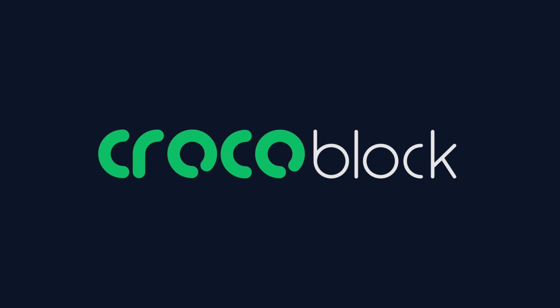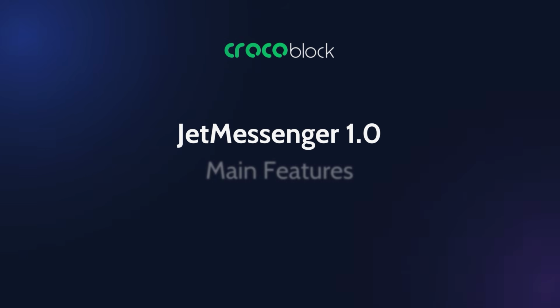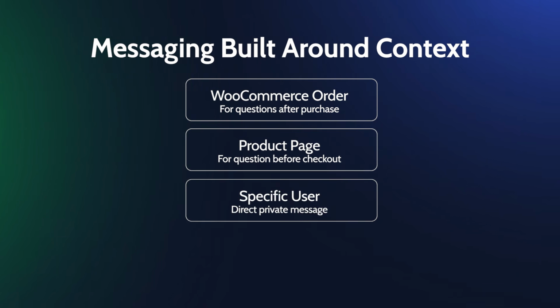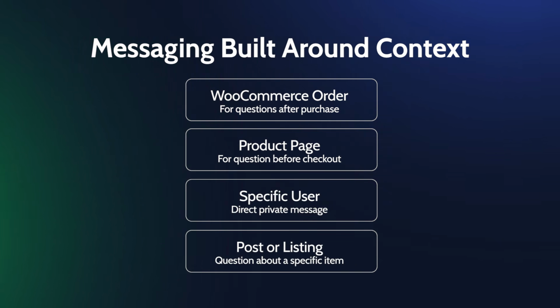It's a new WordPress private messaging plugin from Crocoblock that adds contextual chats to your site. So a chat can be tied to a WooCommerce order, a product, a specific user, or a post, and users start the conversation exactly where the question appears. That makes JetMessenger useful for more than just standard store support.